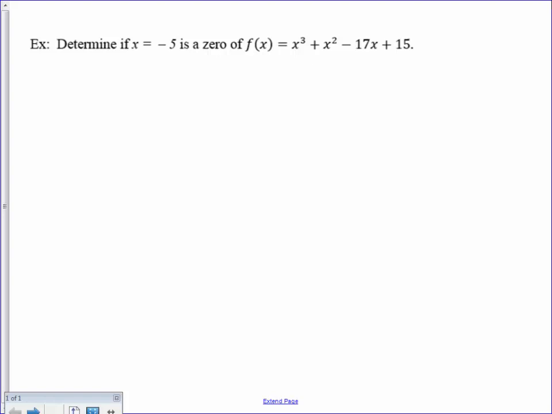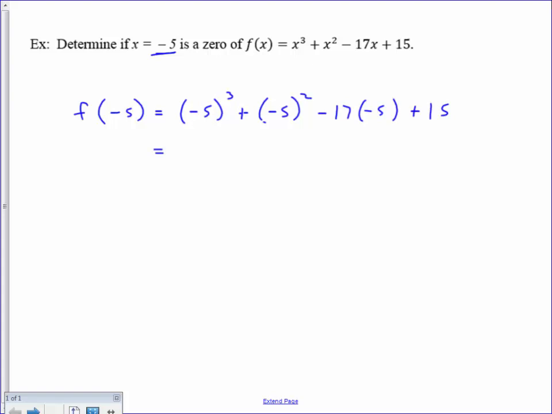So basically here, take this x value and substitute it in for x in the polynomial. So f of -5 would equal -5 cubed plus -5 squared minus 17 times -5 plus 15. We want to evaluate the result on the right side.